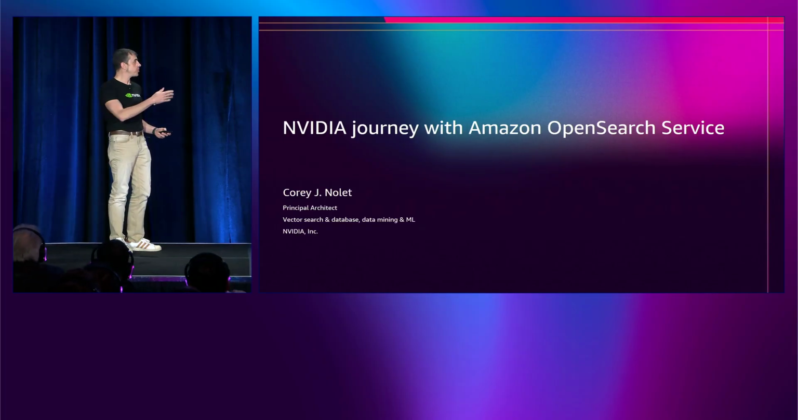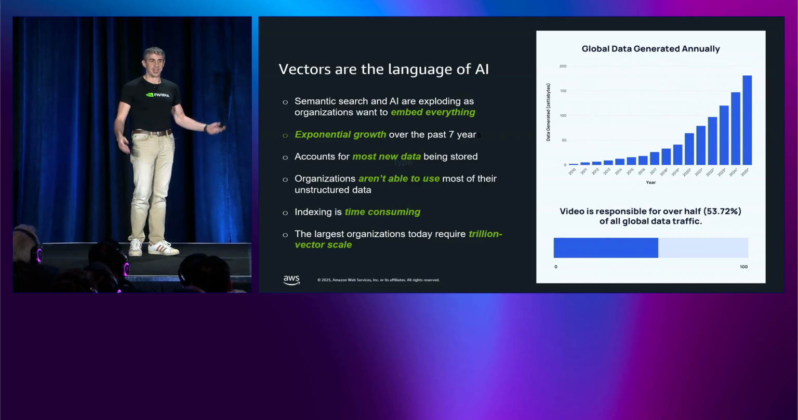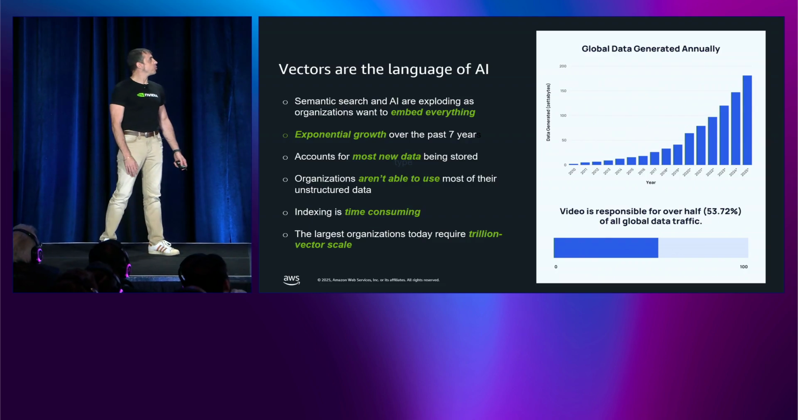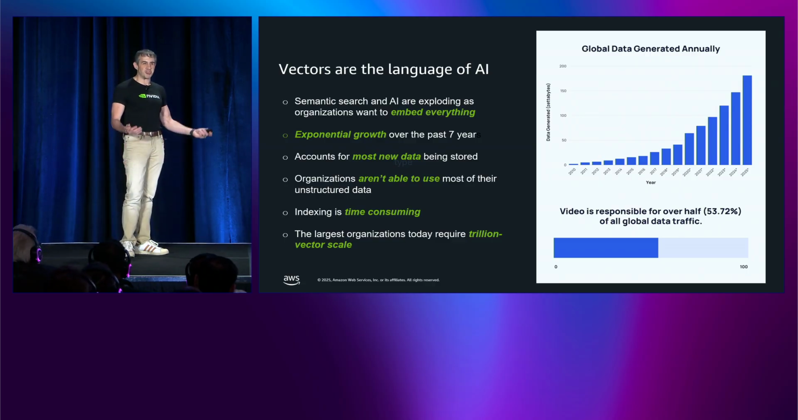I'm Corey Nolet. I'm a principal architect for vector search and various machine learning libraries at NVIDIA. It's no surprise that vectors are the language of AI today, right? Unstructured data. As Mukul pointed out, trillion vector scale is becoming more commonplace. Even just as recently as 6 months ago, I would hear trillion scale thrown around by maybe 2 or 3 different organizations, and I'd hear it maybe once every 3 or 4 months. Now I'm hearing it literally weekly.